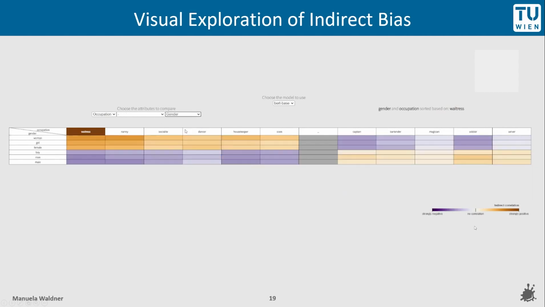Table sorting is persistent so that we can keep the sorting according to waitress and switch to the sensitive attribute gender. This shows that waitress is also strongly associated with female associated words.